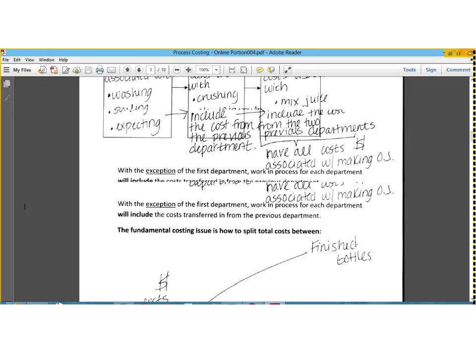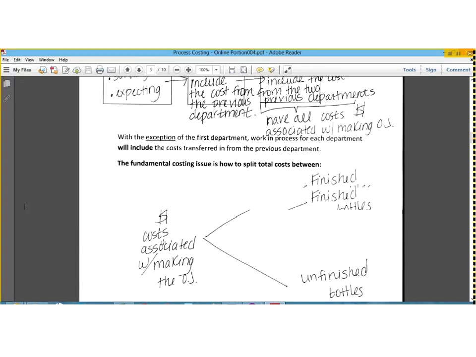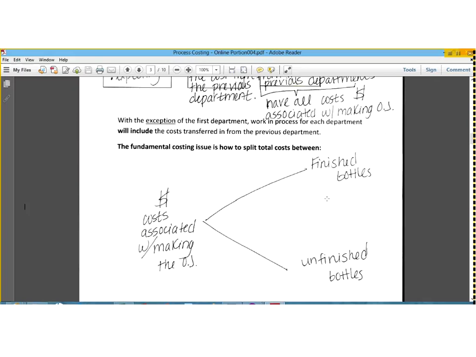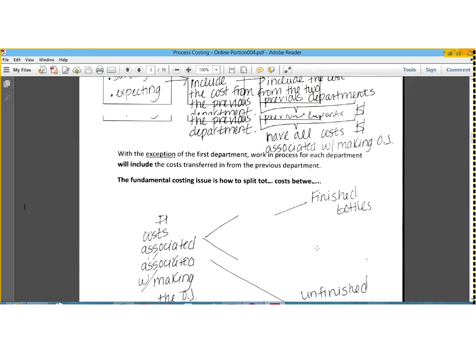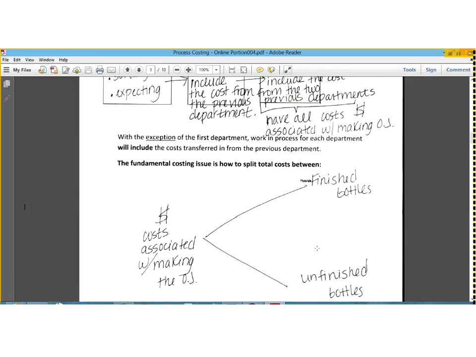So as I mentioned, how it gets really kind of tricky is if we were still looking at this problem, the costs associated with making the orange juice, we have to divide that total cost up between the finished bottles of orange juice and the unfinished bottles. So in other words, when we're looking at making the orange juice, we're not tracking the individual cost of every bottle of orange juice that comes down the assembly line. That would be chaotic. That would be insane. It would be about impossible.